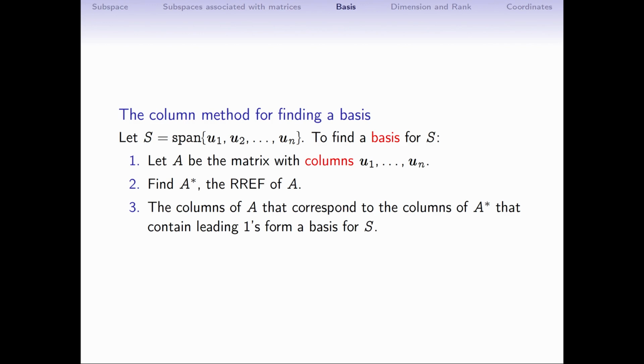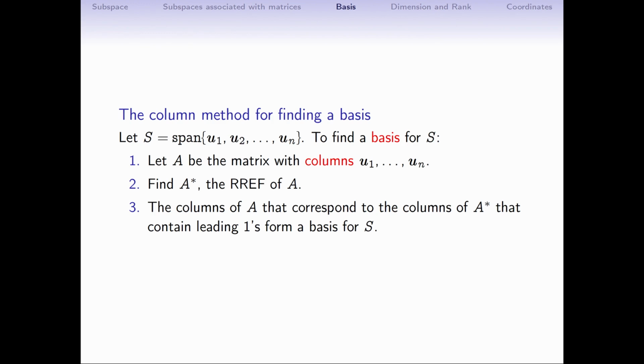So in the column method, we're going to let A be the matrix with columns u1 through un. Next, we're going to find the reduced row echelon form of A. Let's call that matrix A star. Now the columns of A that correspond to the columns of A star that contain leading ones form a basis for S. So at this point, we've got two different methods for solving essentially the same problem.